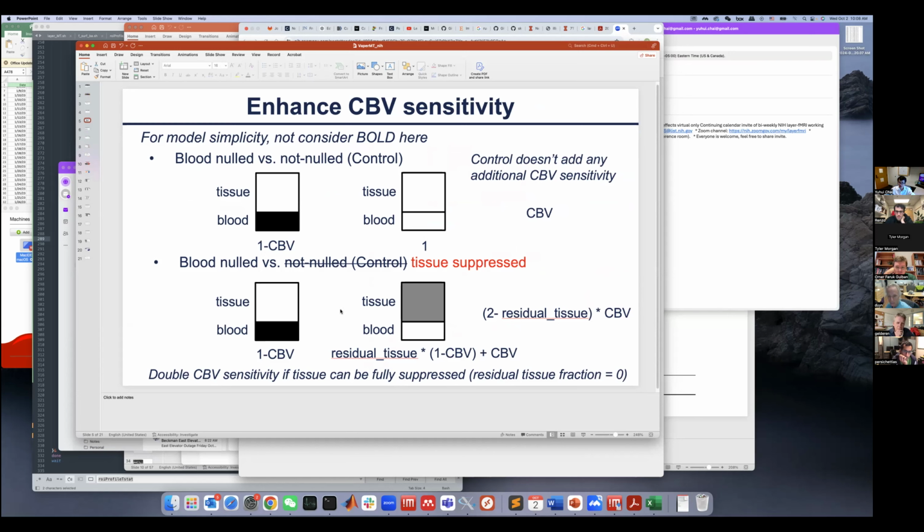Here I just subtracted. But the tissue has BOLD too, right? Yes, tissue has BOLD too. That's not subtracted out. As I said, here we don't consider BOLD. But in reality there is BOLD, so you have BOLD in your contrast. When we consider this BOLD, this is a very simplified model if we don't consider BOLD. So if we don't consider BOLD, I'm showing in this figure how we can amplify the contrast.